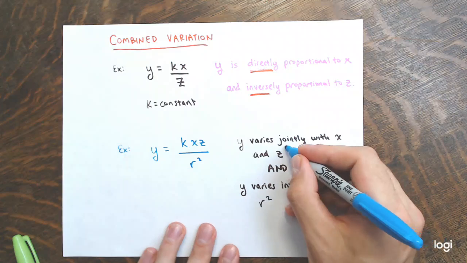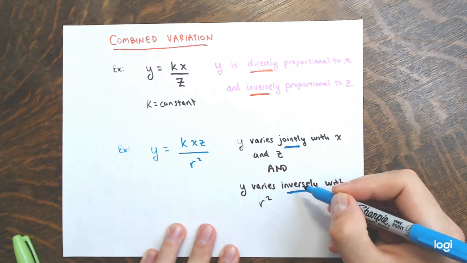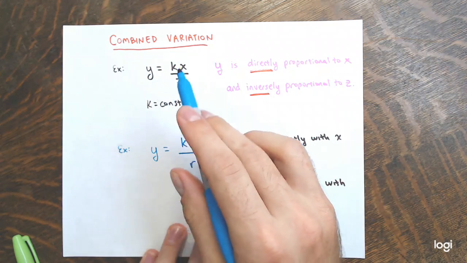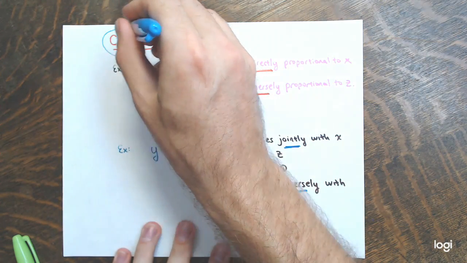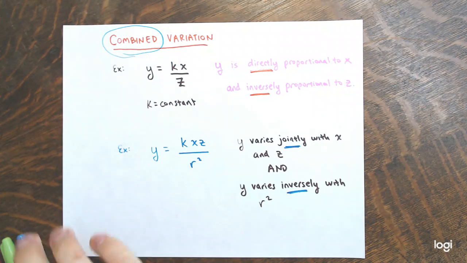But again, you're seeing the combined variation, right? There's varying jointly combined with varying inversely. So it makes it a little more of a complicated equation, but you're putting two types of variation together in the same equation, thus combined. All right, so keeping that in mind, let's look at this next problem.